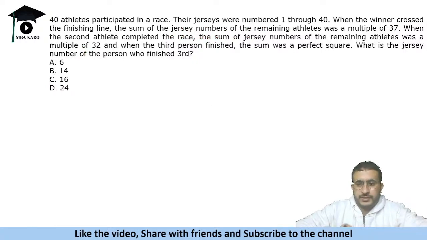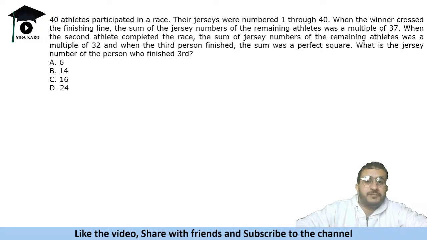Okay, now this is an interesting one. 40 athletes participated in a race. Their jerseys were numbered 1 to 40. When the winner crossed the finishing line, the sum of the jersey numbers of the remaining athletes was a multiple of 37. When the second athlete completed the race, the sum of jersey numbers of the remaining athletes was a multiple of 32. And when the third person finished, the sum was a perfect square. Sum of basically of the numbers of the remaining athletes. What is the jersey number of the person who finished third?